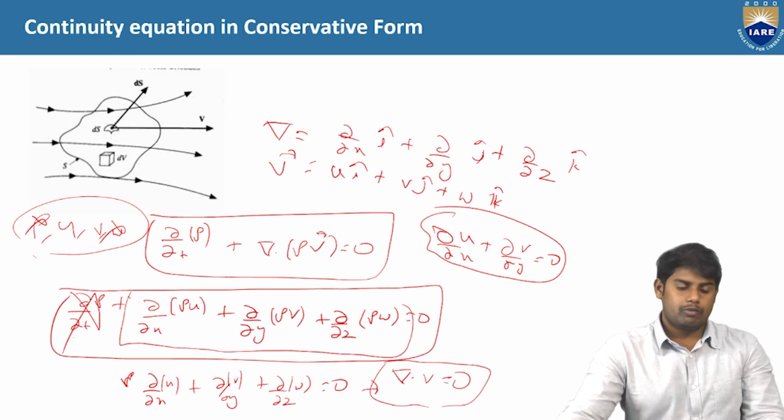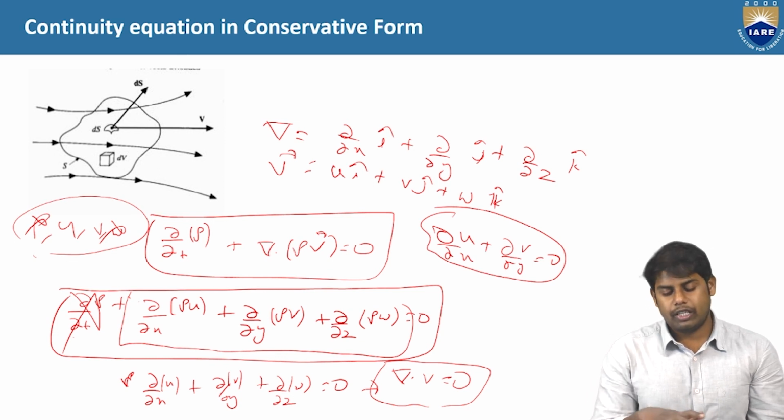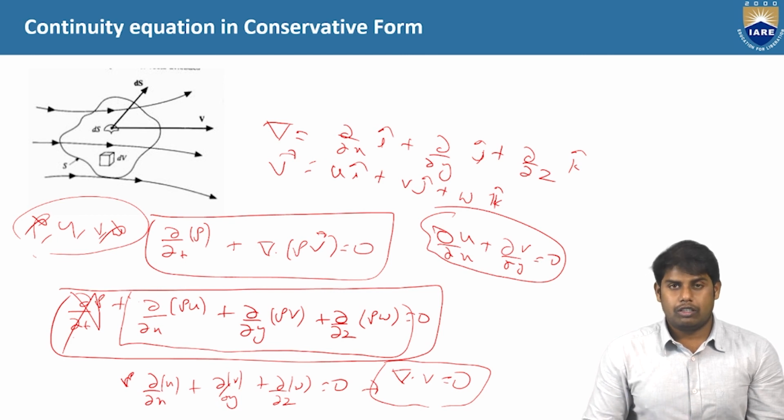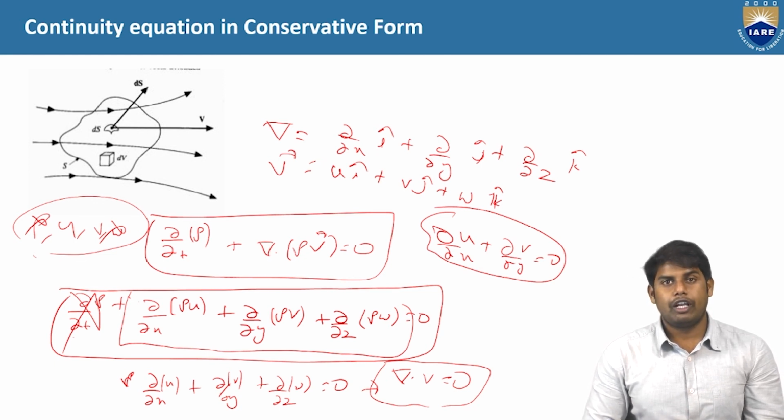Fine. So in the next module, let's see the non-conservative form, where you have the movement of the control volume with respect to the flow, so we need to take the relative velocity. Next we will see, in the fluid element approach, how the differential form of the continuity equation is derived.